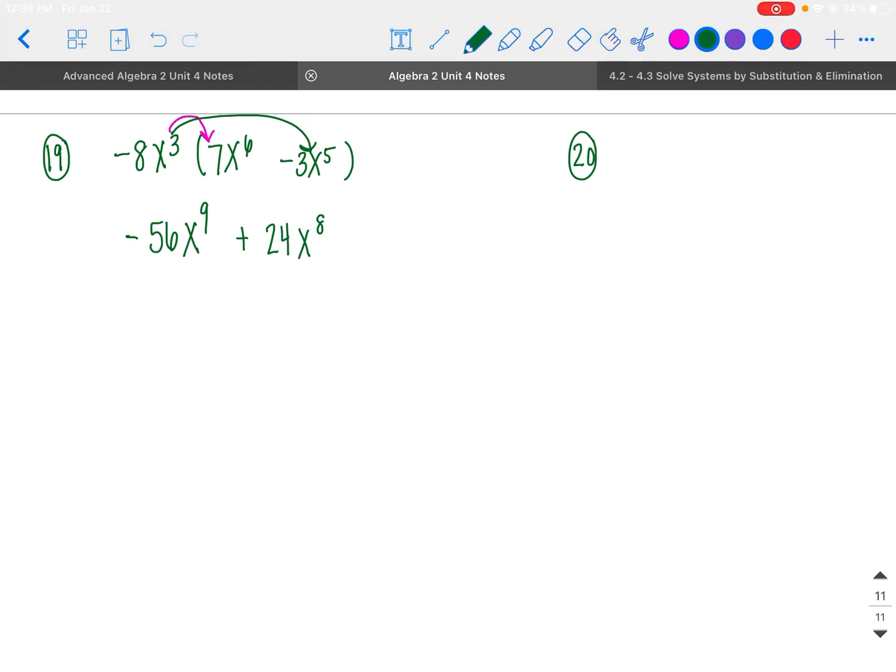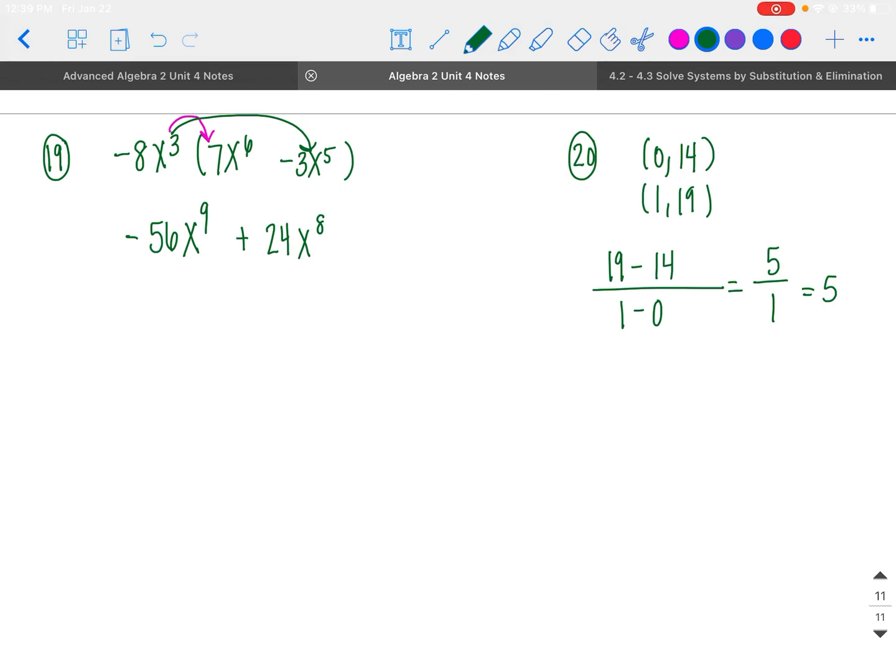And number 20, last one. So we are looking for an equation that represents these points. So first thing we need to do is find the slope. So pick any 2 points, 0, 14 and 1, 19. Subtract the y's on top, 19 minus 14 and 1 minus 0, which is 5 over 1. Which is 5. So the slope is 5.